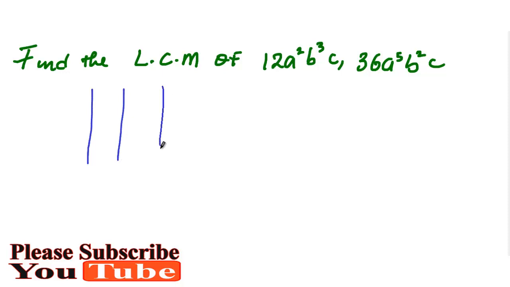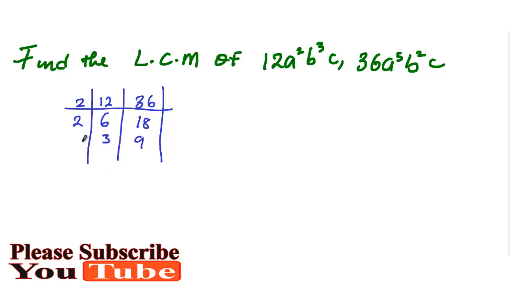I'll pick the numbers one after the other. The first number I'm picking is 12 and 36. So we have 12 and we have 36. So 2 in 12, we start with the least prime factor. 2 in 12 is 6, 2 in 36, that will give us 18. Then 2 in 6 is 3, 2 in 18 is 9.